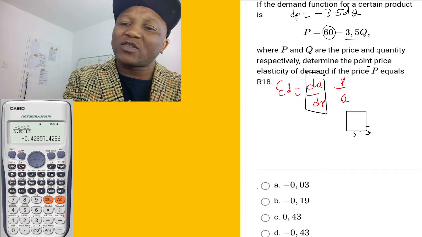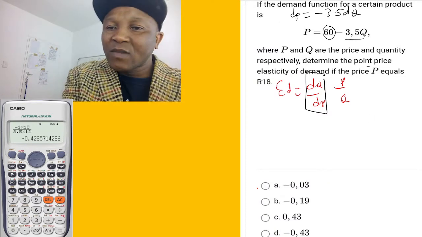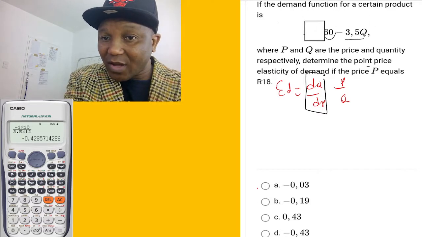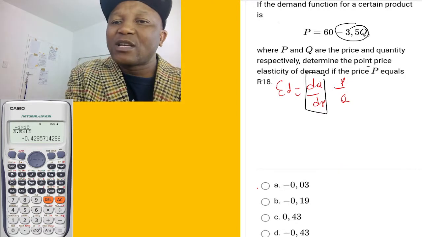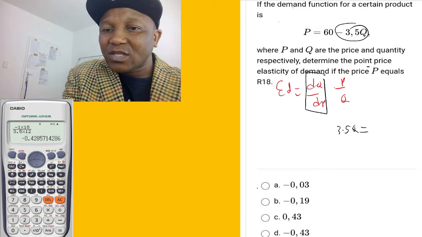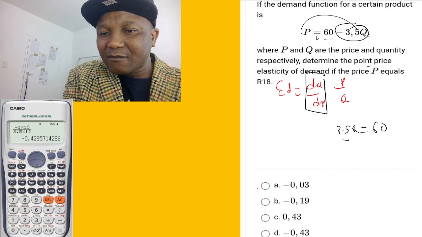Let me show you slowly, so let me not go too fast. Let me take this to the left, so it's going to become 3.5q, and this one take to the right. So we still have p equal. Take this to the left, you get 60, 16. When this comes over, it's going to become negative p.